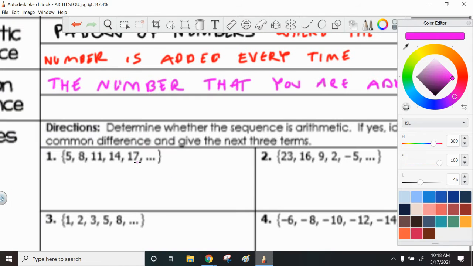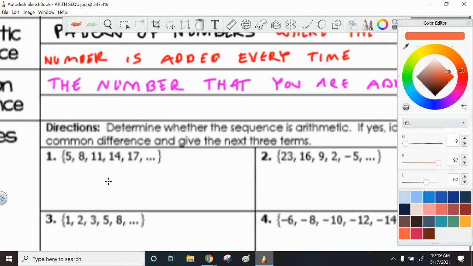So, number one, is this a pattern where we add the same thing every single time? And if that's the case, what are the next three terms that are going to come in the sequence? So, what do you think? Is this an arithmetic sequence? Yeah. And what are we adding every time? And so what is that 3 called?